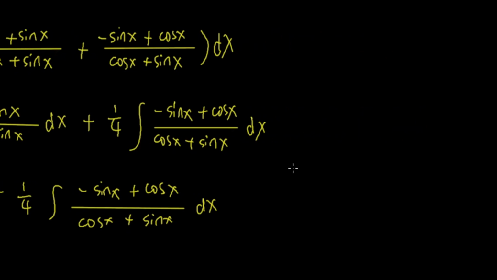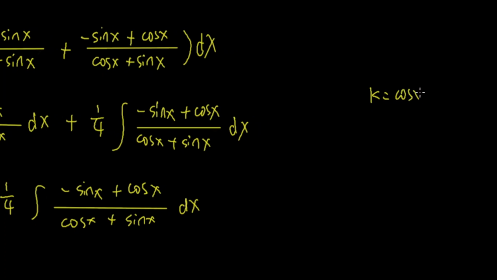Now, how do we integrate this? We use the u substitution method. But since I have already used u before, I'm going to use a different letter this time. Maybe I use k. So let's say I let k equal to this, cosine x plus sine x. Then dk is equal to this, which will become negative sine x plus cosine x, right? That's the derivative times dx. Now I can replace this part here completely with this one here.